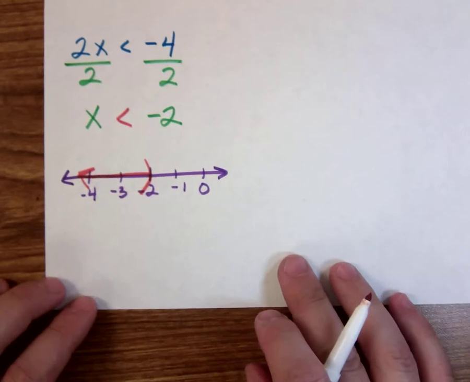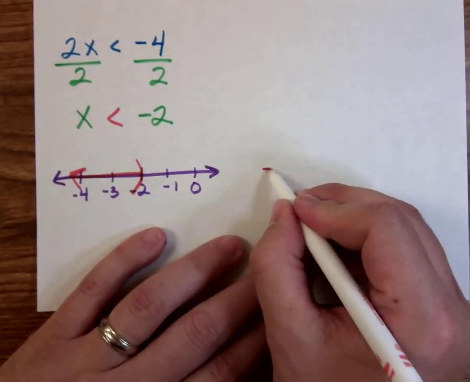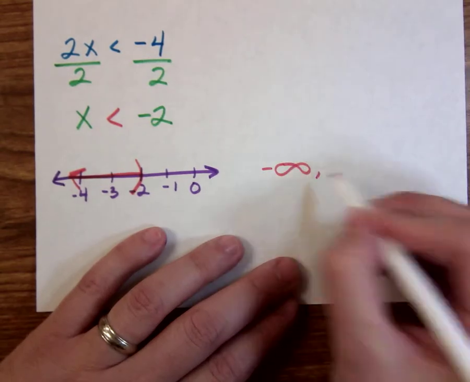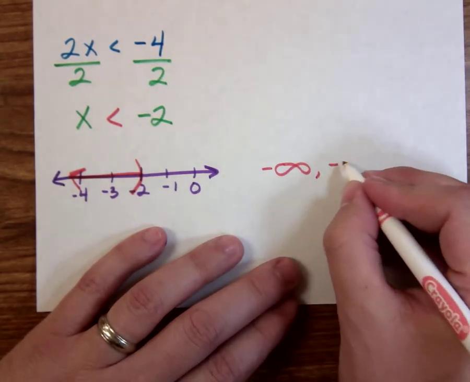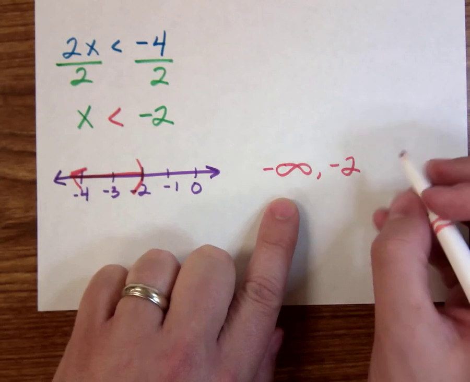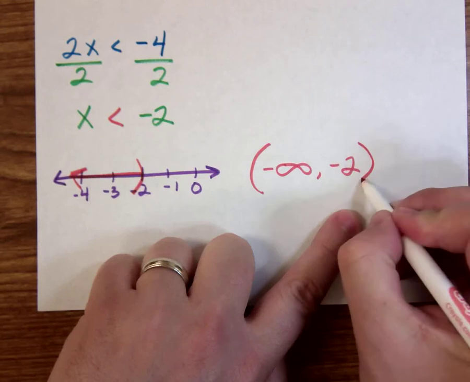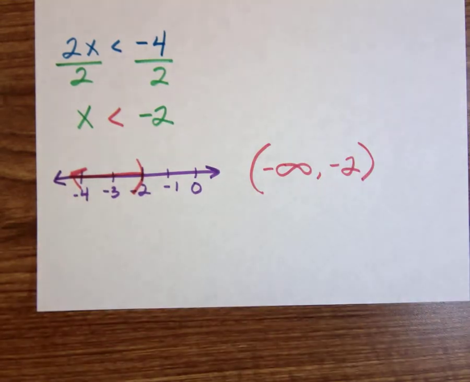Okay. So what's the lowest it could possibly be? What's the highest it could possibly be? Bracket or parenthesis on -infinity. Bracket or parenthesis on -2. Nailed it.